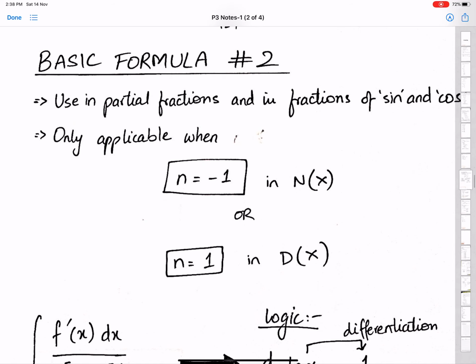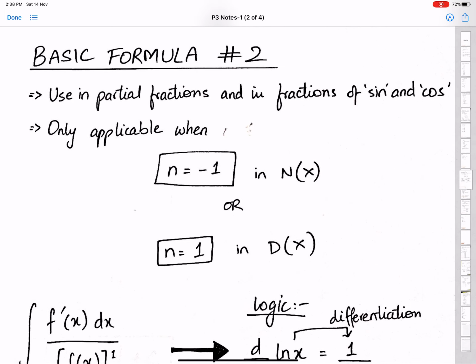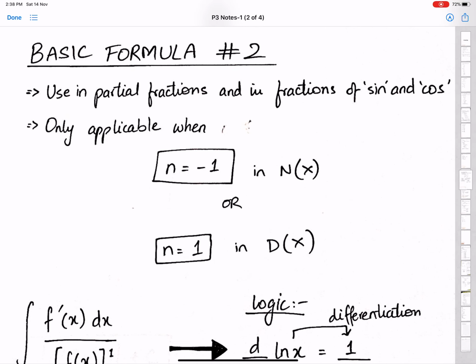Basic formula number 2. Now let me discuss basic formula number 2. We use this formula in partial fractions and in fractions of sine and cos. And this formula is only applicable when the power of the function is minus 1 in numerator or 1 in denominator.